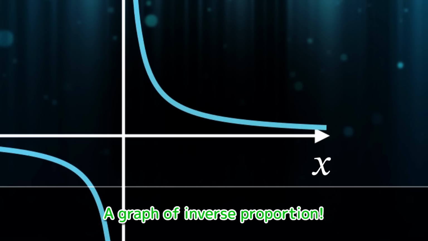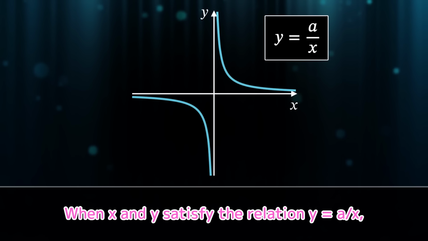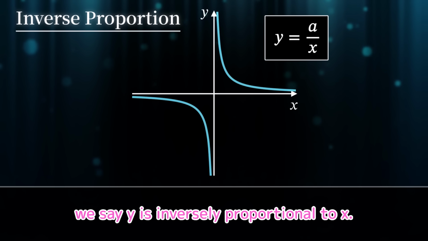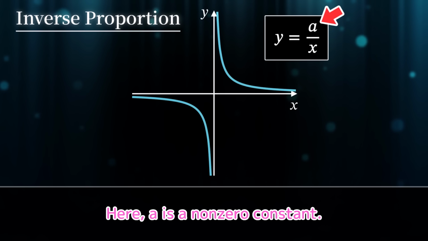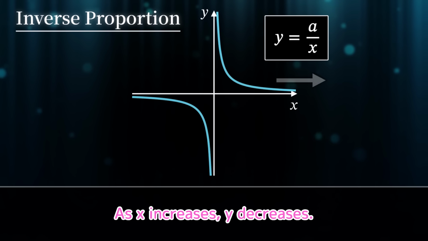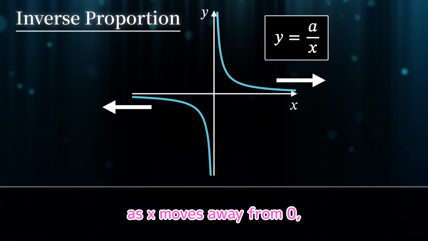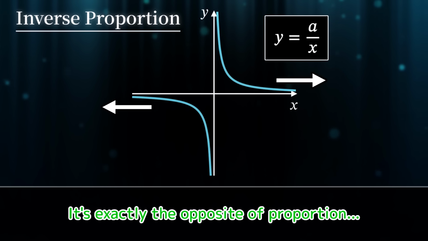a graph of inverse proportion. Good memory. When x and y satisfy the relation y equals a over x, we say y is inversely proportional to x. Here, a is a non-zero constant. This graph assumes a is positive. As x increases, y decreases. More precisely, as x moves away from 0, y approaches 0. It's exactly the opposite of proportion.